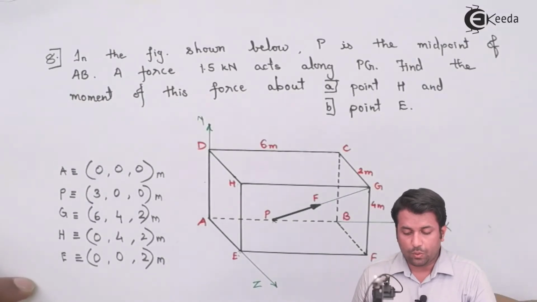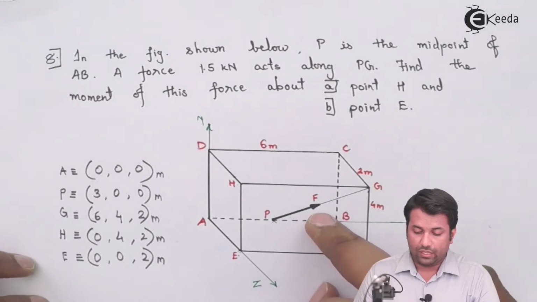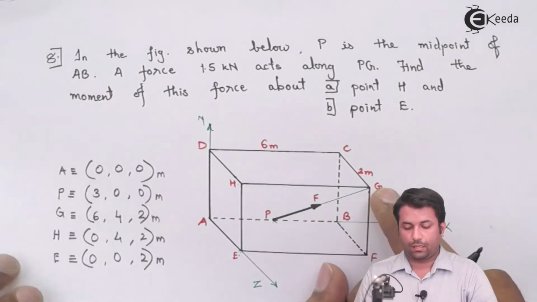Now once I have got the coordinates, I need to find out the force vector for this force passing from P through G.